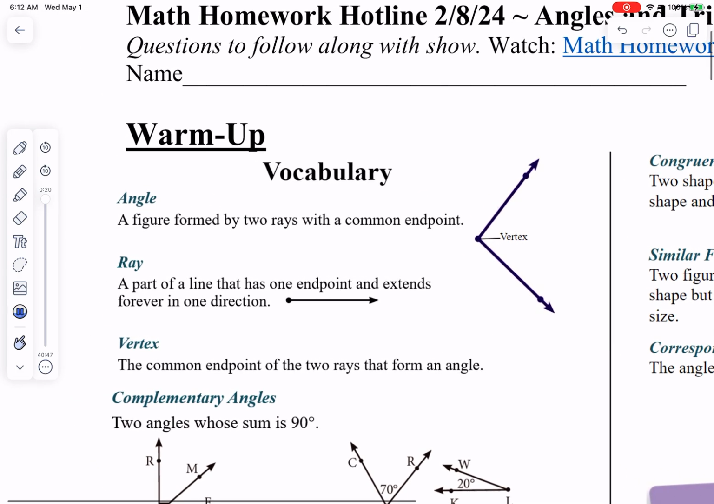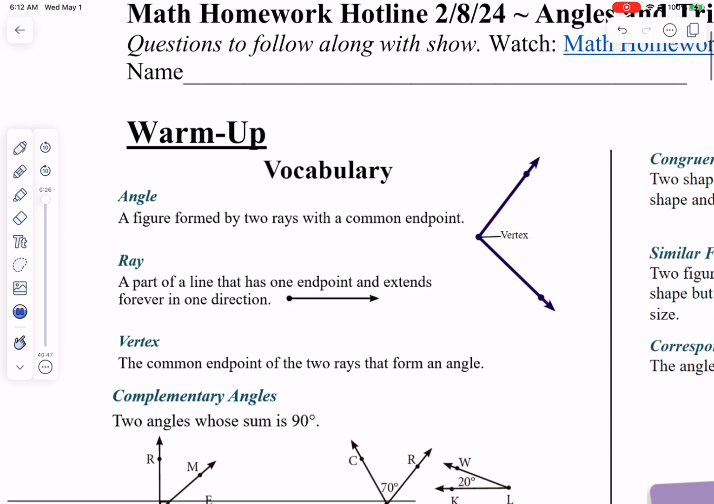First up, the warm-up vocab. I'm only going to go over 3 of these at first. So, I got an angle, which is a figure formed by 2 rays with a common endpoint. Okay, let's talk rays first. A ray, which is what they define next, is a part of a line that has one endpoint and extends forever in one direction. All right?